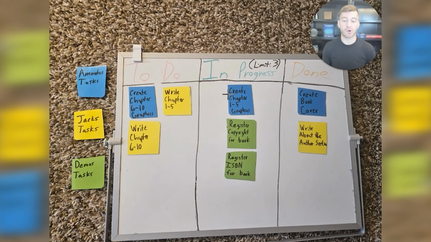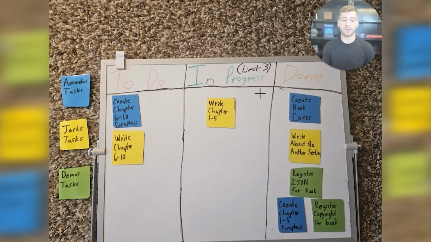Let's say that every in progress task is completed. We would move each of those over to the done column on the right-hand side. And from here, you can see each of these tasks in the done column. From here, Jack might start on writing chapter 1 through 5, and we only have 2 more tasks in our to do or in our backlog.